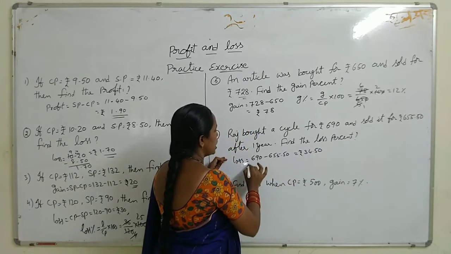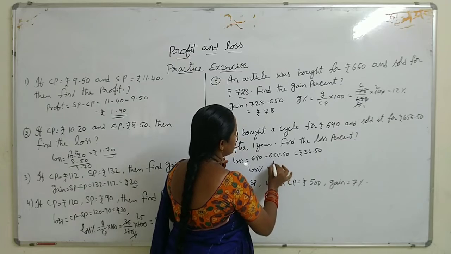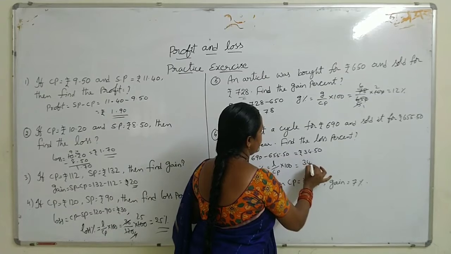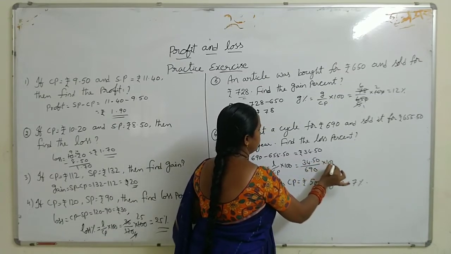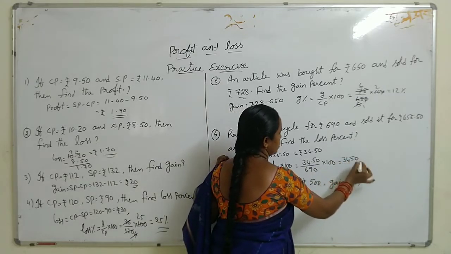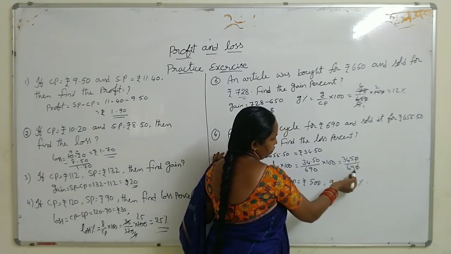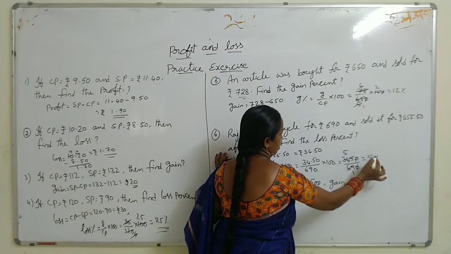So loss percent equal to loss by CP into 100, that is 34.50 by 690 into 100. So for 100, two decimals will cancel. So 3450 by 690, 0 cancel. And try to multiply with 5. 5 9s are 45, 5 6s are 30 plus 4, 34. So 69 1s are 69, 5s. So 5% loss.